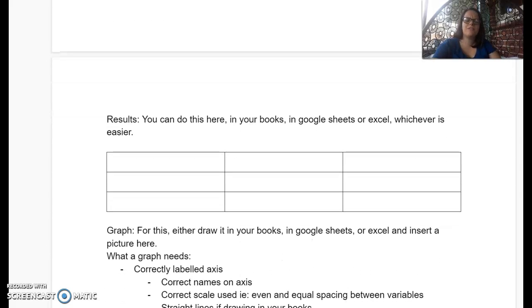Moving on, results. You can do this here in your books, in Google Sheets or Excel, whichever is easier for you. I just put a table here for you to look at, but you do need to have your results in a table. If it's not in a table, it won't be counted. You can make your table however you want, but it needs the independent variable and your dependent variable. Those are the most important things.